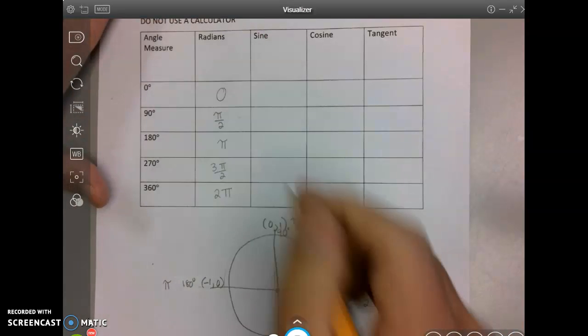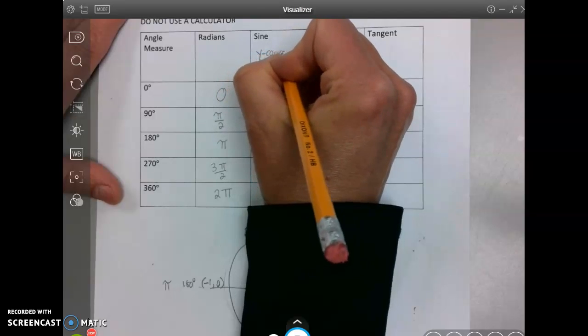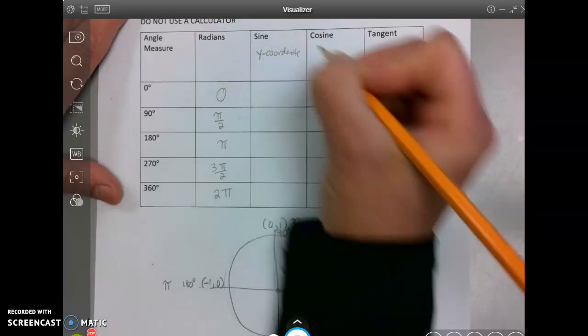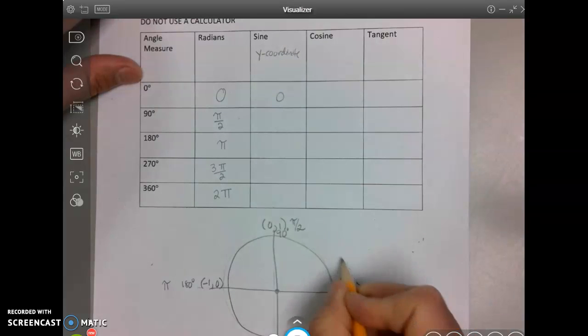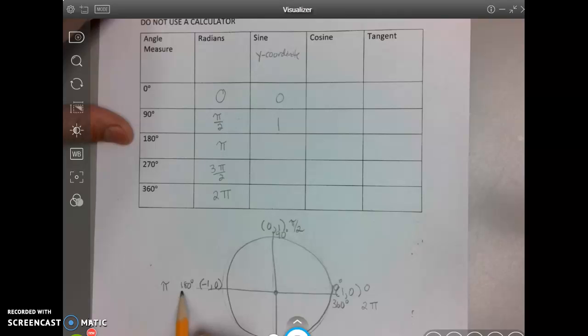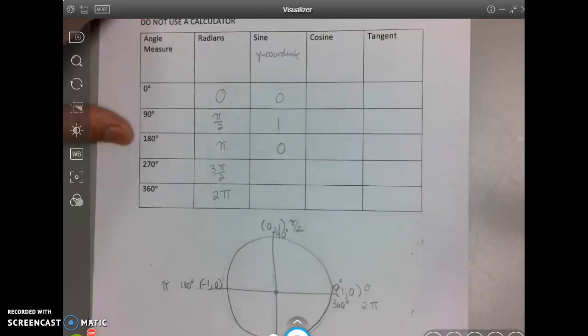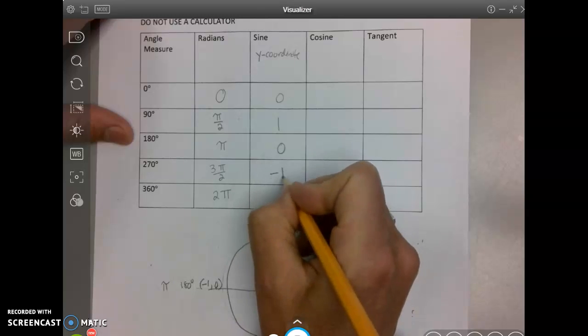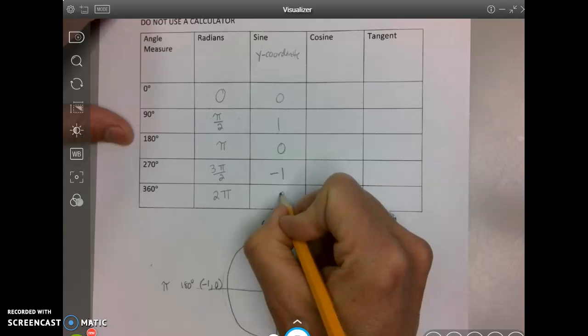Then sine. I have to remember that sine is the y coordinate. And so just simply looking at my y, it's 0. Go to my next y, it's 1. At 180, the y coordinate is 0. At 270, the y coordinate is -1. And at 360, the y coordinate is 0.